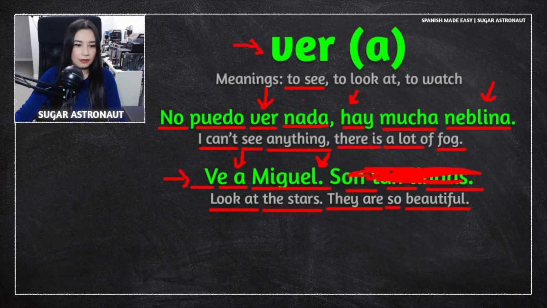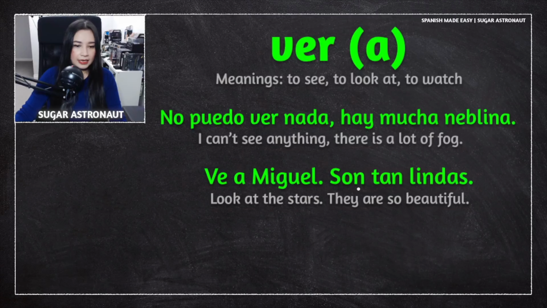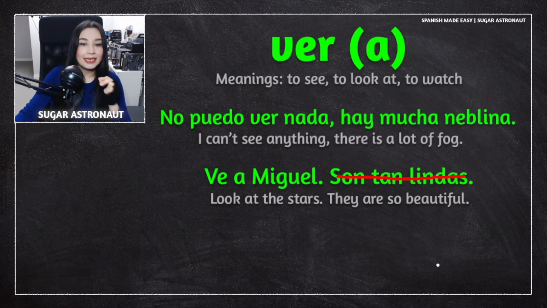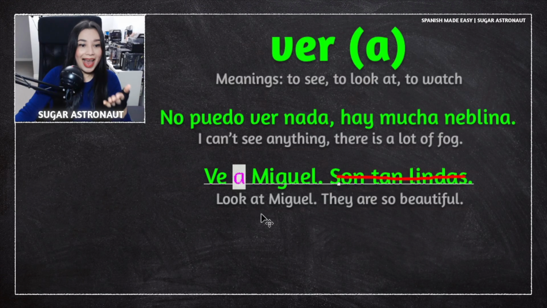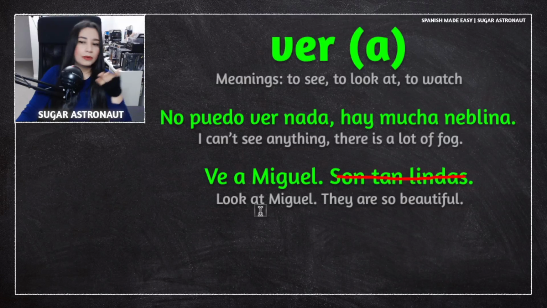Let me just erase pretty much everything. Ve a Miguel. Okay? And this means look at Miguel. Now, we need a. Ve a Miguel. So what's the difference? Why didn't we have a before? Ve las estrellas. You can say ve a las estrellas, and that's okay. But it's not a specific thing. It's just the stars, you know. So we're not specific here.